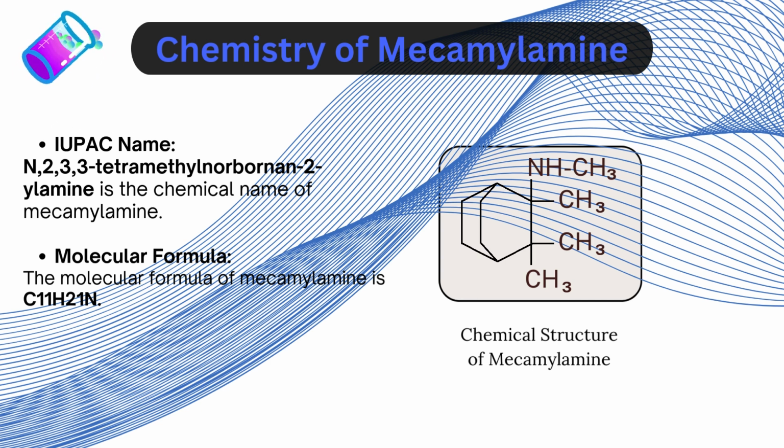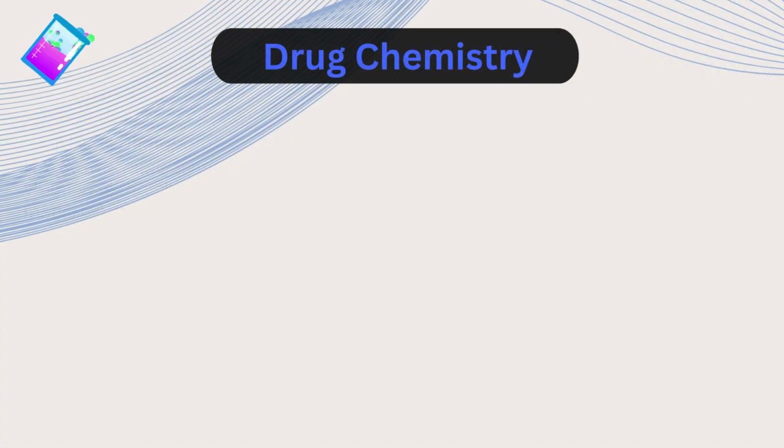IUPAC name: N,2,3,3-tetramethyl-norbornan-2-amine is the chemical name of mecamylamine. Molecular formula: the molecular formula of mecamylamine is C11H21N. Now we will discuss the chemical reaction for the preparation of mecamylamine.